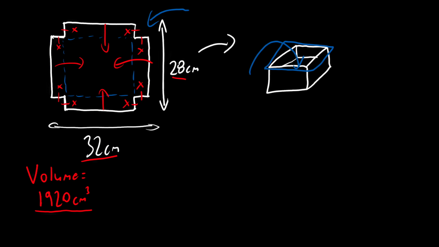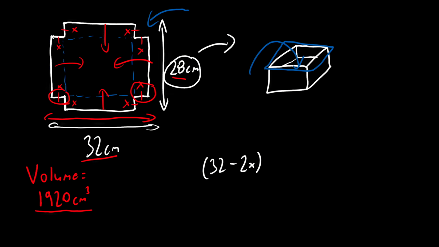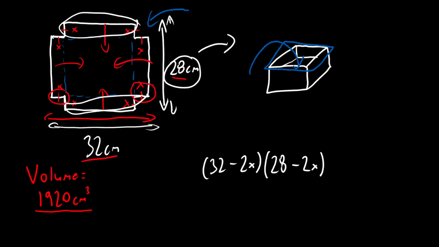So now, if we were to determine this side length without these two flaps on the left and right, what would it be? 32 minus 2x. Because the entire length is 32 centimeters, but we're taking away 2 x measurements from the left and right flaps. This gives us one of the two side lengths. We can do the same for the side length with 28 centimeters. And we can make it 28 minus 2x, because the entire length is 28 centimeters, but we're taking out the 2 flaps on the top and bottom that are each x.